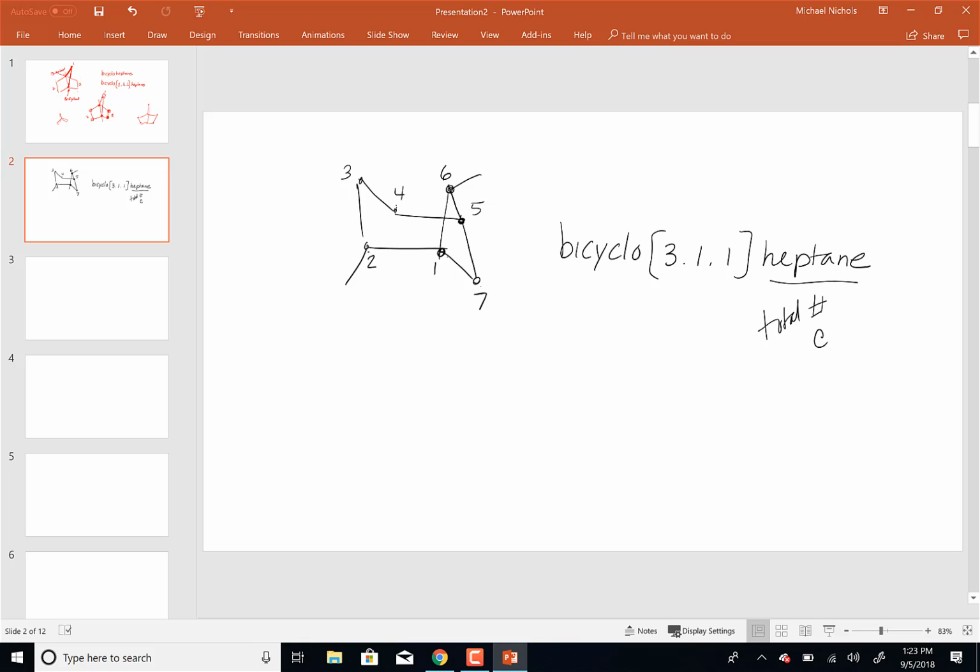What would the name of that one be? It would be 2,6-dimethyl, and then the bicyclo-3,1,1-heptane. So in writing all these names, the parent name is what you construct first. And then for each substituent, you know what it is, and you know what number carbon it goes on.